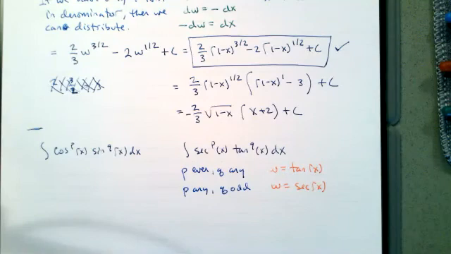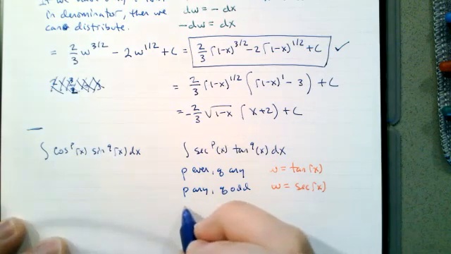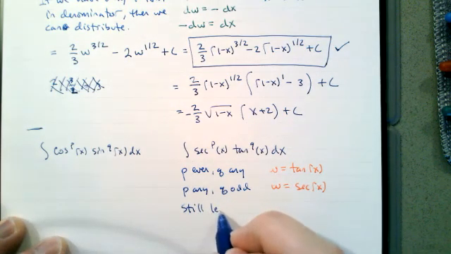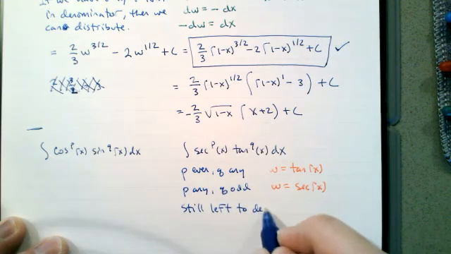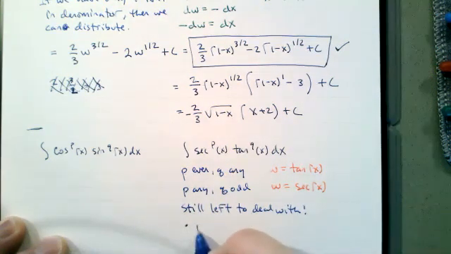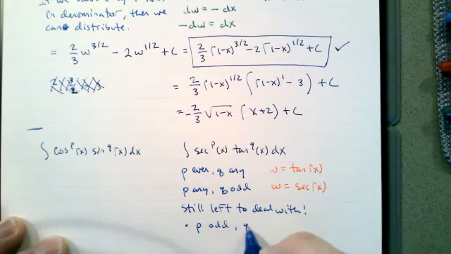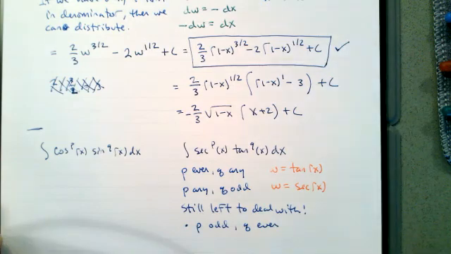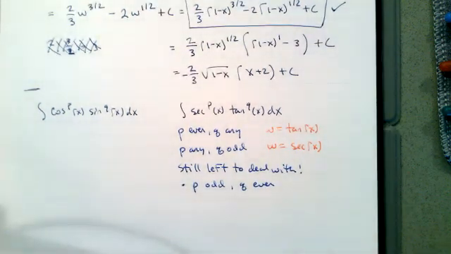What if P is odd and Q is even? That's something we have to deal with. What if P is odd and Q is even? That's on the list of things that we didn't do. And also, let's see. No, that's pretty much it. We got to deal with odd powers of P and even powers of Q.